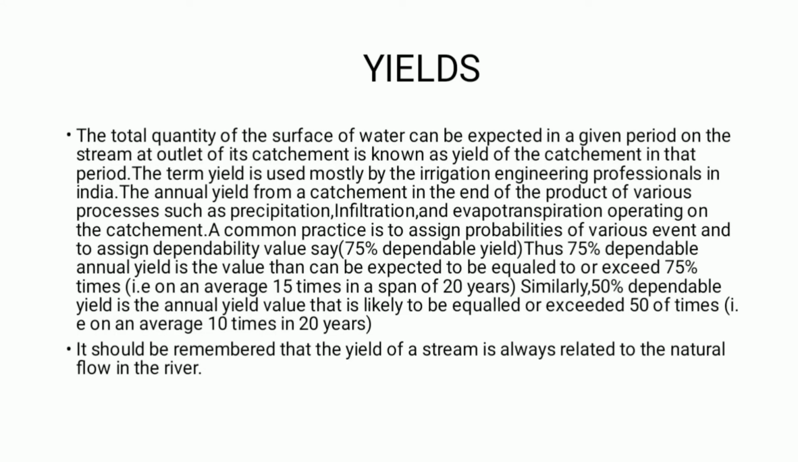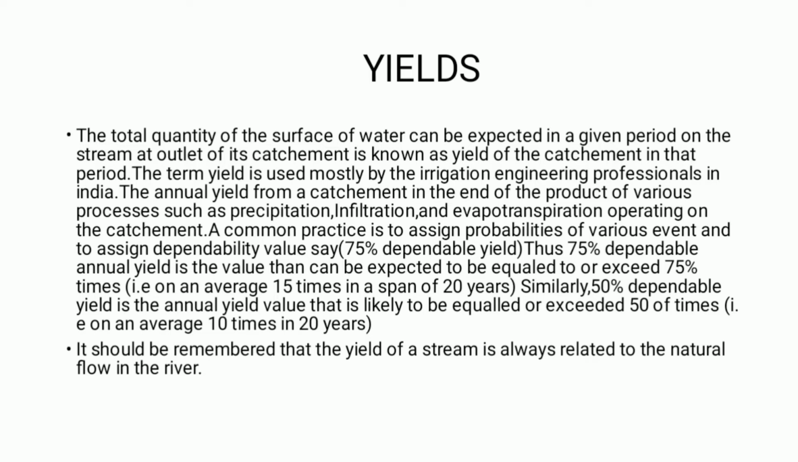Runoff volume. Yield: the total quantity of surface water that can be expected in a given period from the stream at the outlet of its catchment is known as the yield of the catchment in that period. The term yield is used mostly by irrigation engineering professionals in India. The annual yield from a catchment is the end product of various processes such as precipitation, infiltration, and evapotranspiration operating on the catchment.